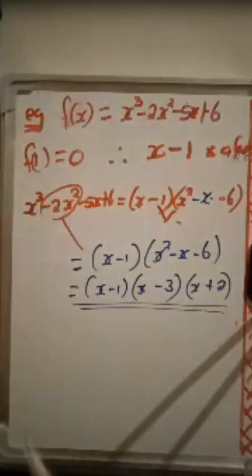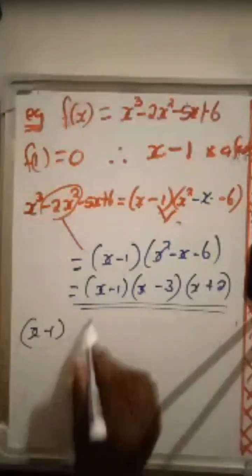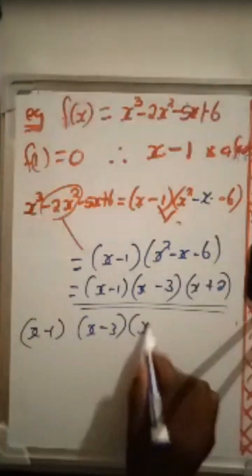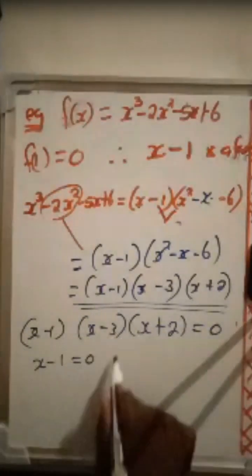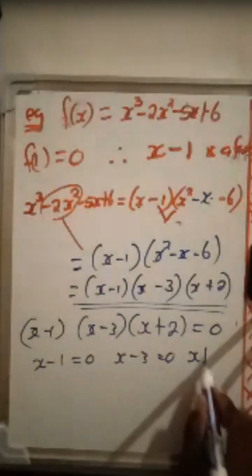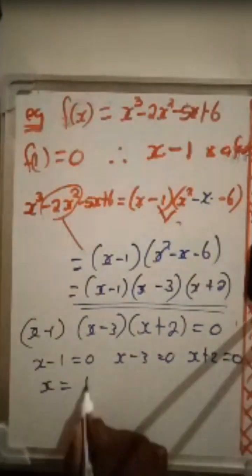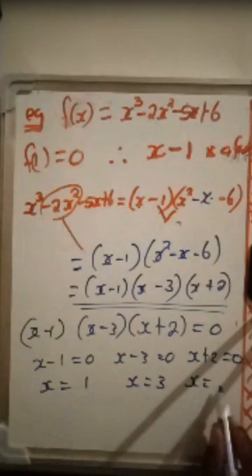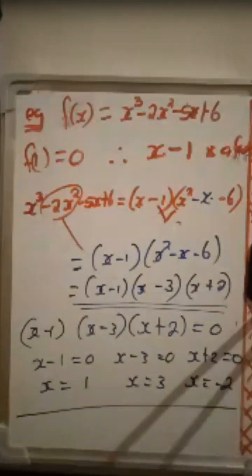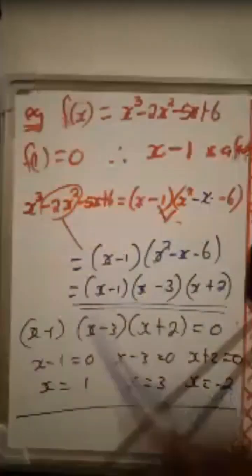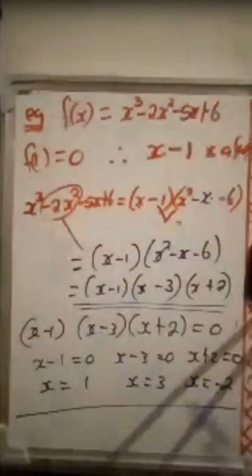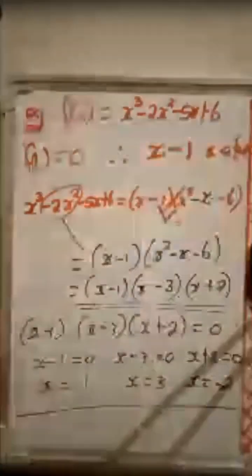If we're asked to solve it, it's x minus 1, x minus 3, x plus 2 equals 0. Then x minus 1 equals 0, x minus 3 equals 0, x plus 2 equals 0. And x equals 1, x equals 3, x equals negative 2. Those will be the solutions. To check whether this is correct, you can put these in. F of 3, you should get 0. F of negative 2, you should get 0. That means these are also factors of this trinomial.